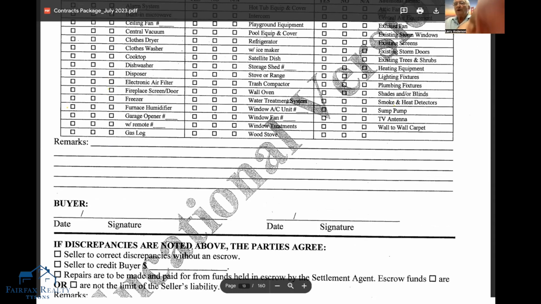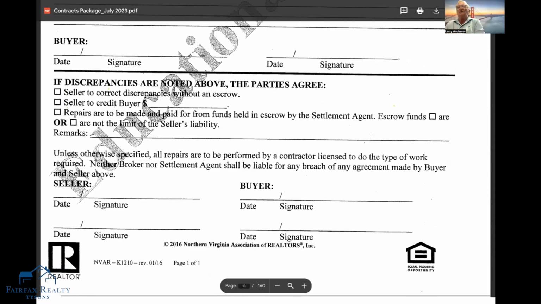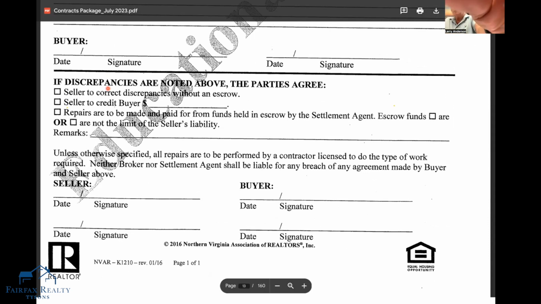Now, the other part of this form, if discrepancies are noted, the seller will correct discrepancies without an escrow. Now, if they don't do it, your buyer's got to go back and sue. Seller to credit buyer X amount of dollars. Don't do that unless you have the approval of the lender. So if you're going to give a credit, make sure the lender tells you how they want it drafted up to present to their underwriter.